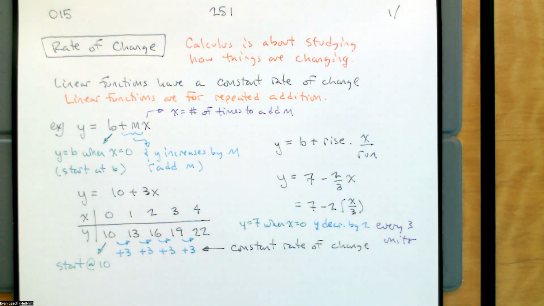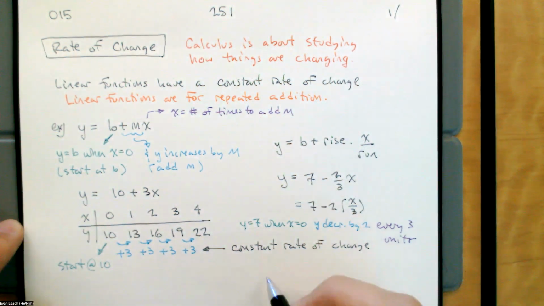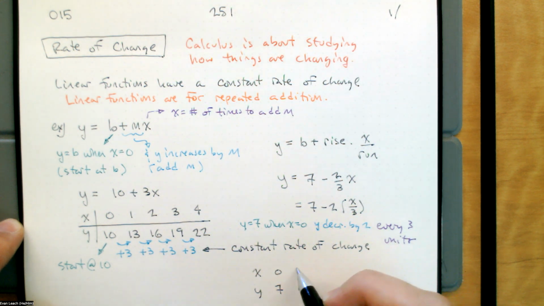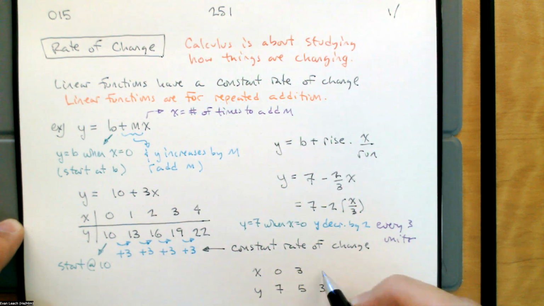So if we're going to make a table of values and we don't want to have fractions because y'all are fraction haters. Everybody hates on fractions. I don't know why. There's got to be like all number racists. But we'll start y at 7 and we'll decrease by 2 every 3 units.